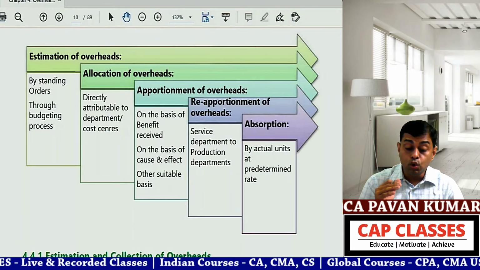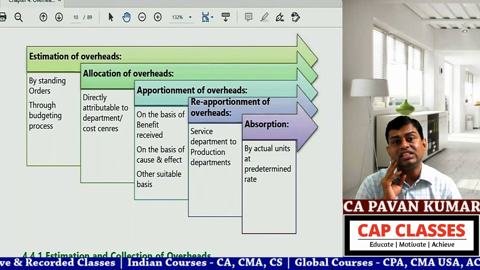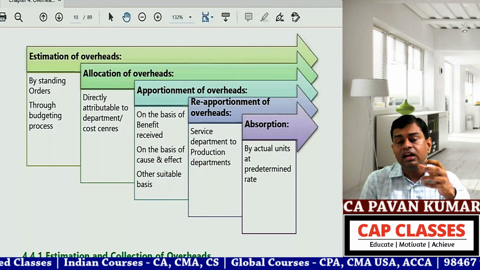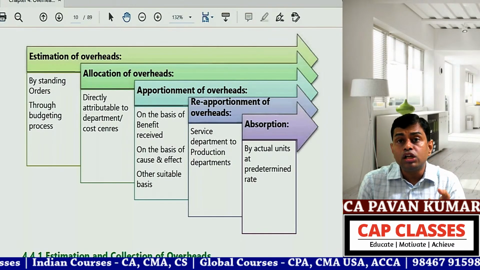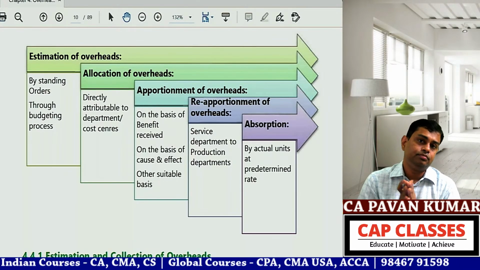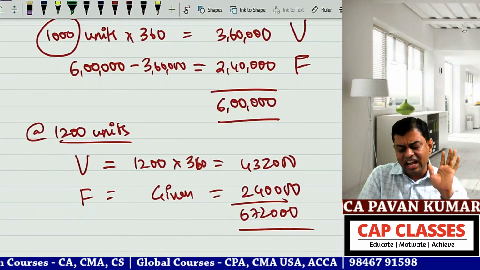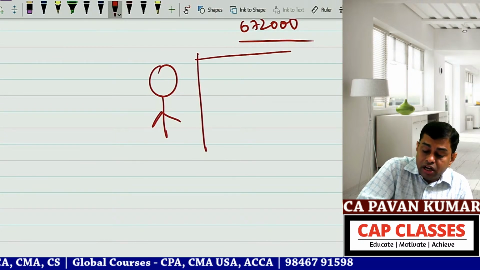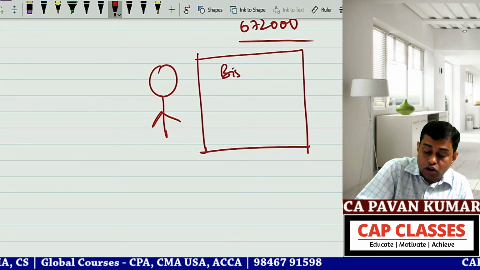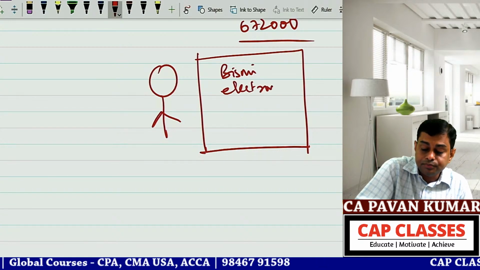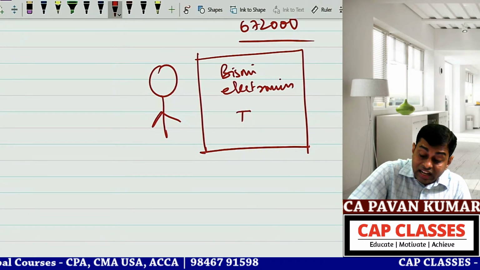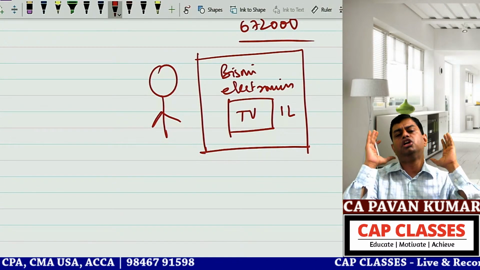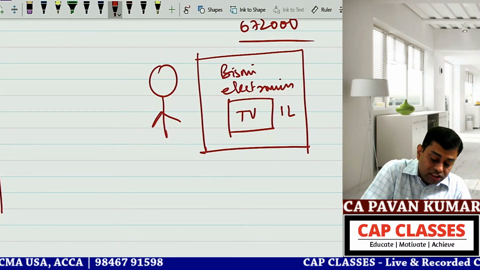This is 1. Second, apportionment of overheads. These are joint expenses, where there is more than one cost center or cost unit. Okay, I'll give you one simple example. Yesterday I gave so many examples, you understand the concept, but still. You went to one electronic appliances showroom, Bismi Electronics or Bajaj Electronics. You bought a television. How much is the television? 1 lakh. A big television you bought. And your house is here.